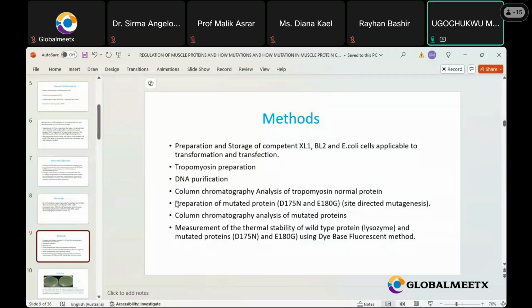Column chromatography analysis of tropomyosin normal proteins. The protein samples were purified using the column chromatography method of purification, and the purified proteins were collected in 24 fraction tubes, labeled from tube 1 to tube 24. Protein gel electrophoresis was carried out by selecting the even-numbered tubes containing the purified proteins: tube 10, 12, 14, 16, 18, 20, 22, and 24.